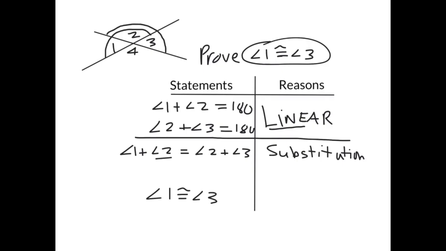And now we're noticing that in order to prove that angle 1 is congruent to angle 3, there's really only one obstacle in our way, and that's angle 2. Luckily for us, angle 2 is on both sides, so we can just subtract it away. So the reason why this is true is because of subtraction.